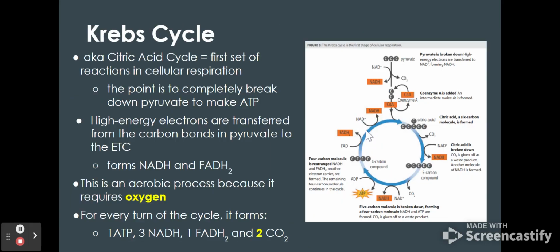Okay, we go into the Krebs cycle, which is the second stage of cellular respiration, or the first set of reactions in the mitochondria. Basically, it's the Krebs cycle. It's also known as the citric acid cycle. Okay, the point of this is to break down pyruvate and make ATP.